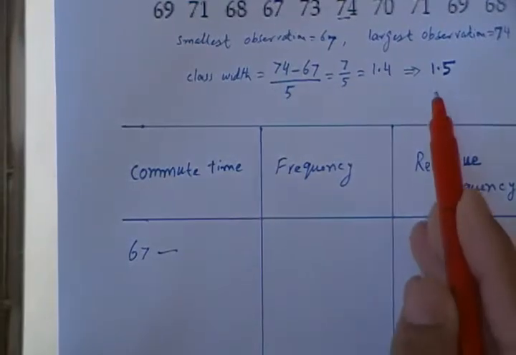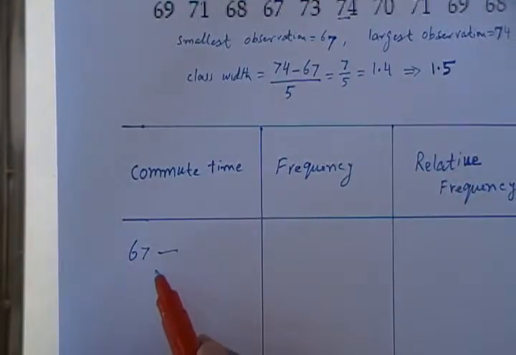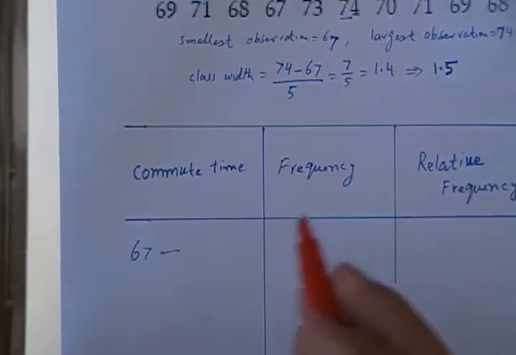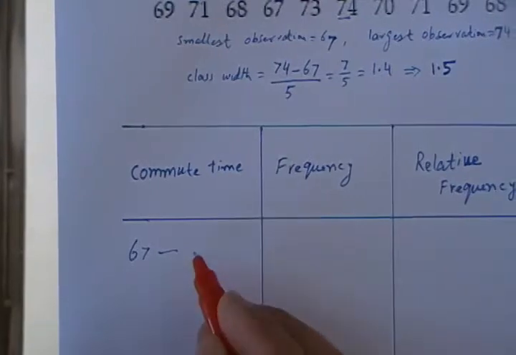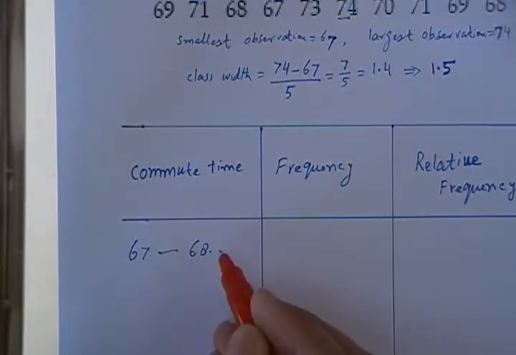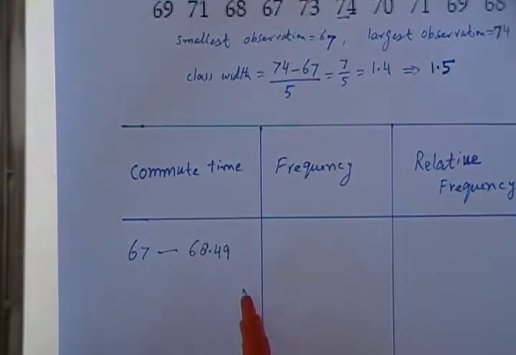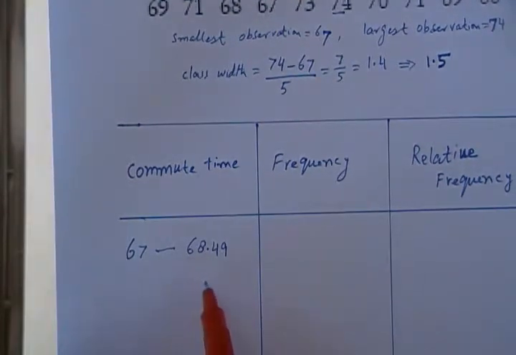The class width is 1.5. If you add it, that would give us 68.5. We don't want to include 68.5, so we would say something very close to it. Instead of 68.5, I would put 68.49 here, or we can write it as slightly less than 68.5. This is our first class.